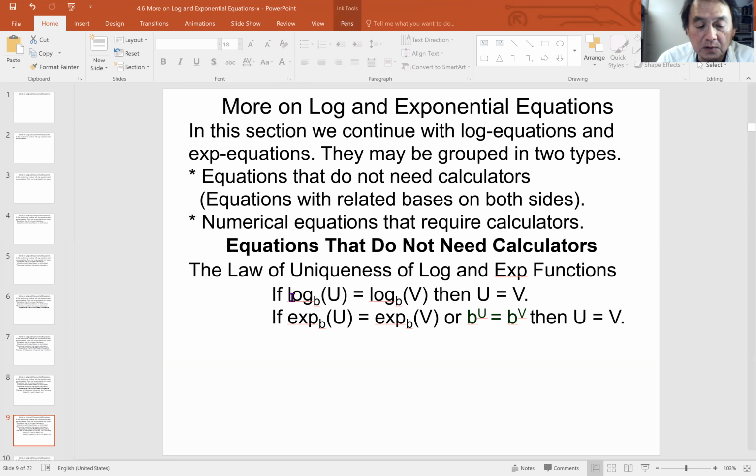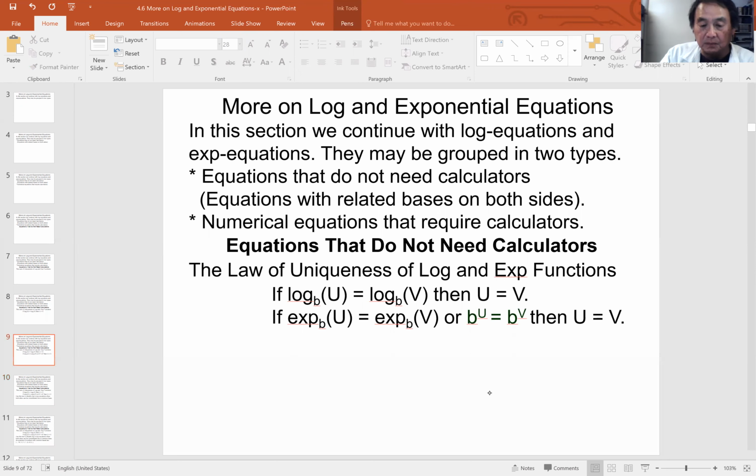In the log version, if I take the log of two numbers, u and v, using base b and wind up with the same answer, then the two numbers u and v must be the same number. In other words, the log functions are one to one. Two different inputs will yield two different outputs. So if the outputs are the same, the inputs must be the same. And the same thing we can say about the exponential function. If you have b raised to two powers and it turns out to be the same number, then the powers must be the same power.